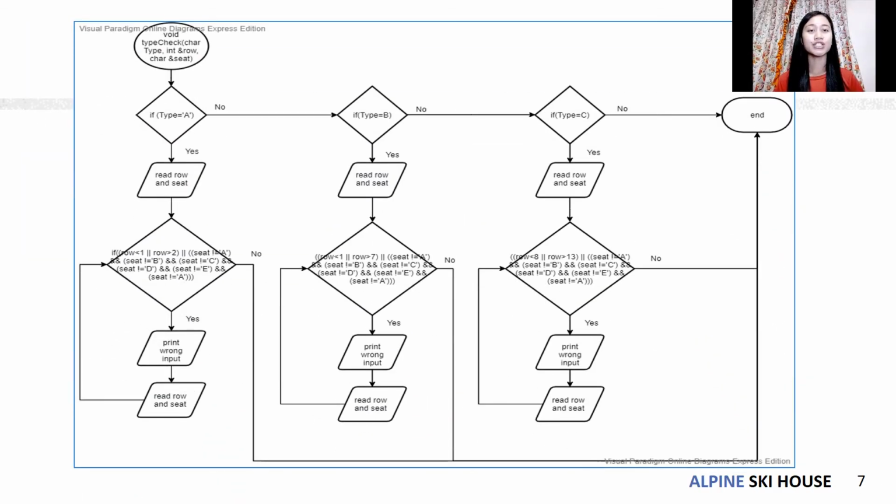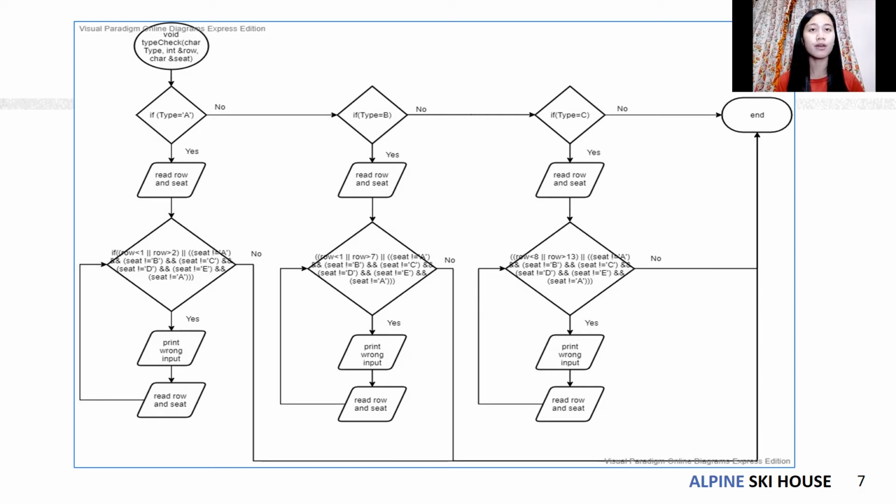Next, the flowchart shows we start from types checks, types chars, integer and row, chars and state. The flow direction is going to the decision box. From the first decision box, the flow direction of yes is going to the input or output box. From the input or output box, the flow direction is going to the second decision box.